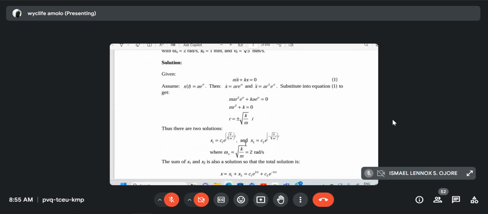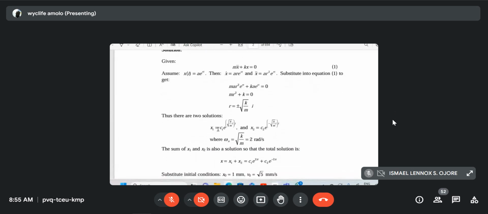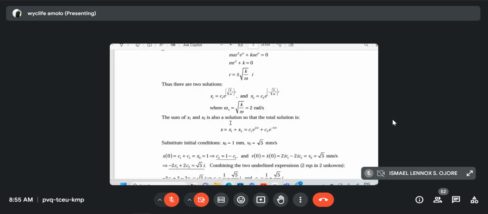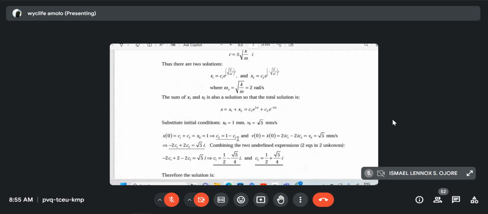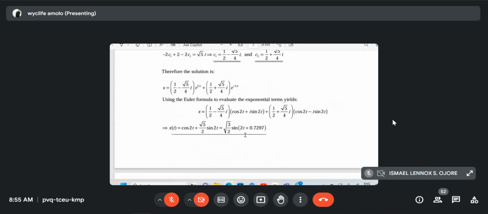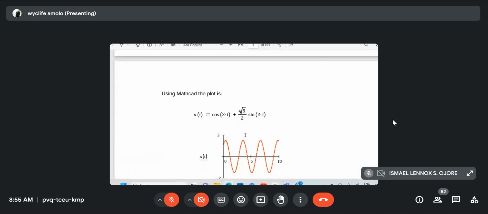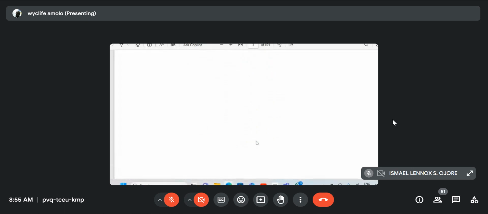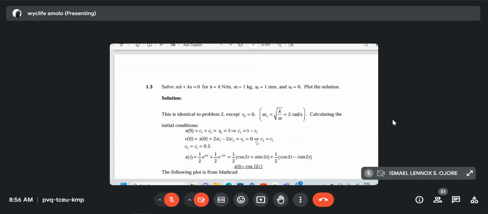And x1 is going to be something like that, and x2 is going to be something like that. Then Wn is going to be that, 2 radians per second. The sum of x1 and x2 is also a solution, so that the total solution is given by that. Then substitute, you get the equation, and after getting everything, you find that the answer is going to be something like this, and it will be something that is oscillating, not stopping. So it is not a stable system, but continuous oscillation.